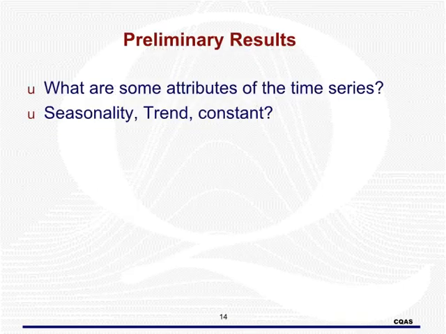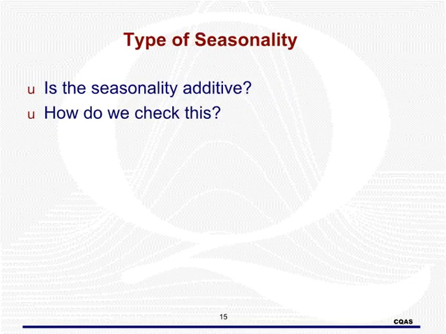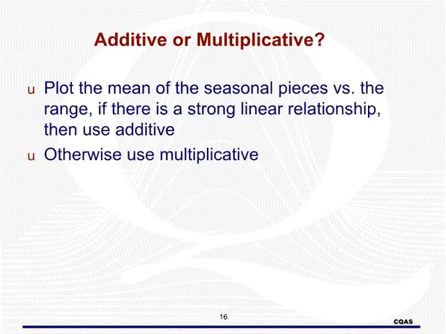Based on the plot, it would seem that there is a seasonal pattern. The trend is a little more fuzzy. Now we need to determine the type of seasonality. Is it additive or multiplicative, and how do you tell? To determine which type to use, we will create a plot of the average response based on each season and plot it against the range of the data for each season.